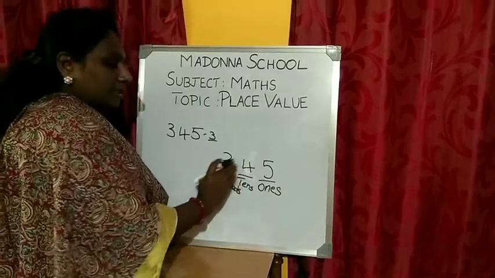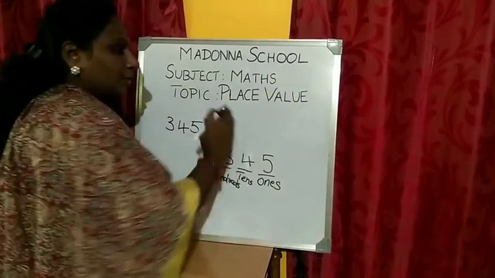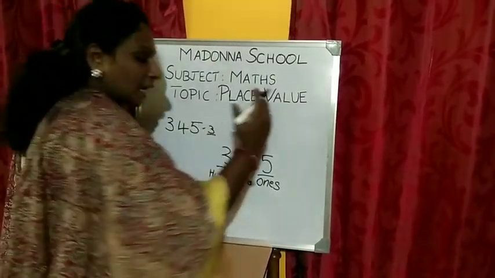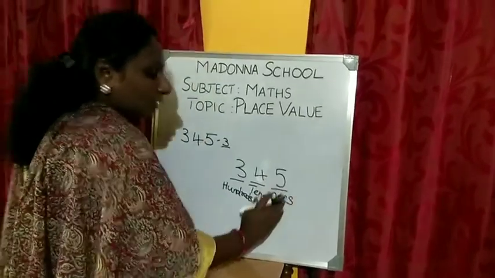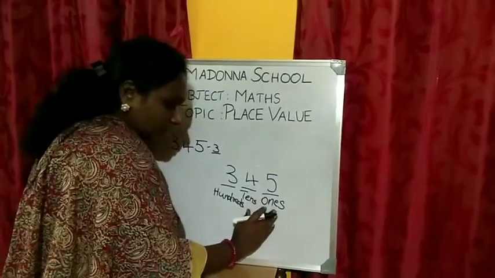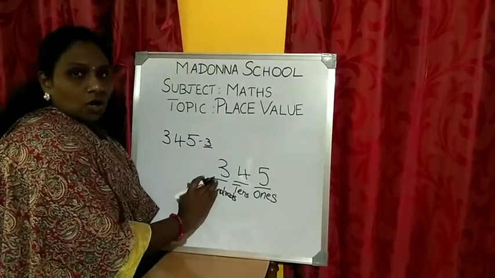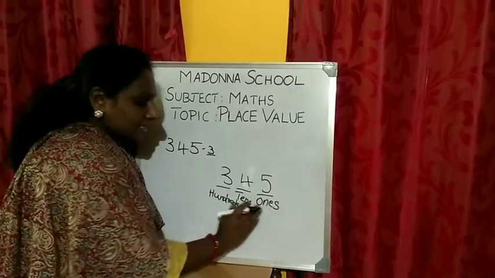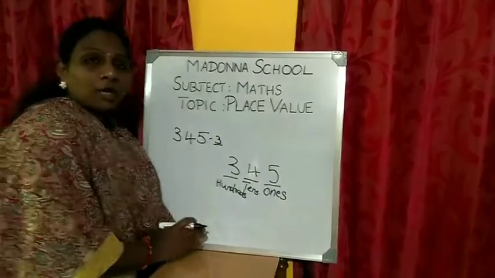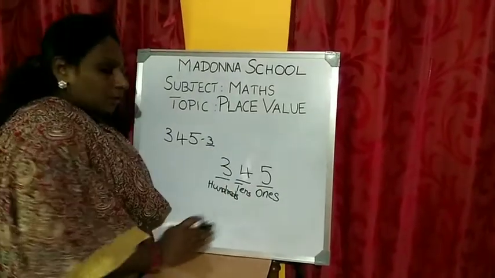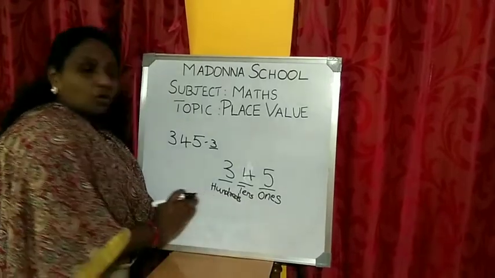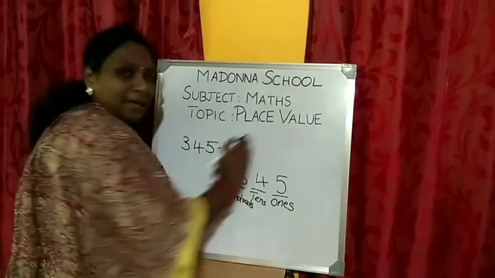Okay, see, it's 345. When you write the place value, you should always start from the right hand side. So, the first place is called ones place. The second place is called tens place. And the third place is called hundreds place. Ones, tens and hundreds are called place value. So, ones, tens and hundreds are called what, children? It's called place value.